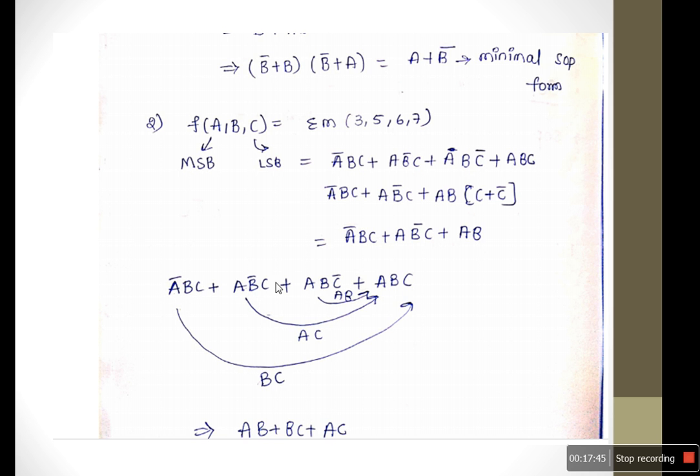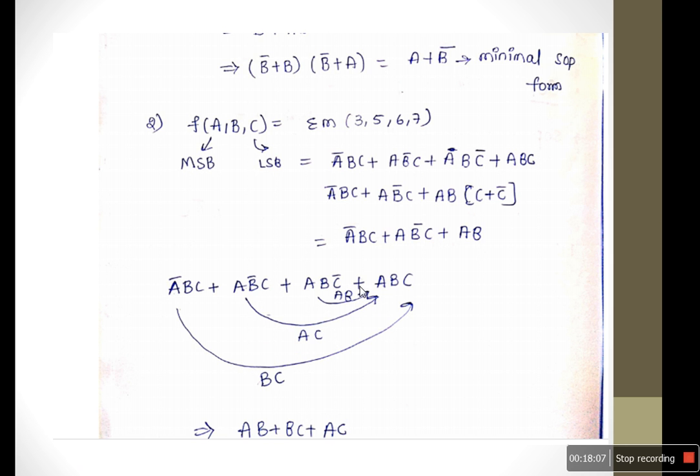In these two I can take BC as common, and I am getting A plus A bar. And in AB bar C and ABC, in these two I am taking AC as common, and we are getting B plus B bar. So B plus B bar equal to 1. That's why I am writing the AC.